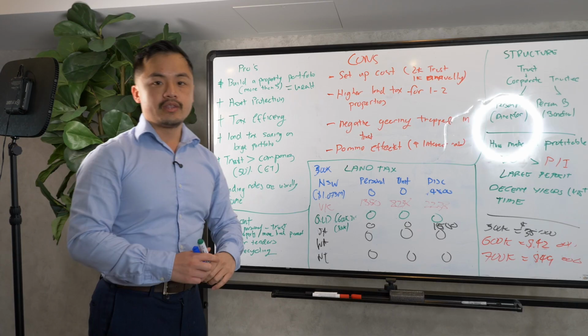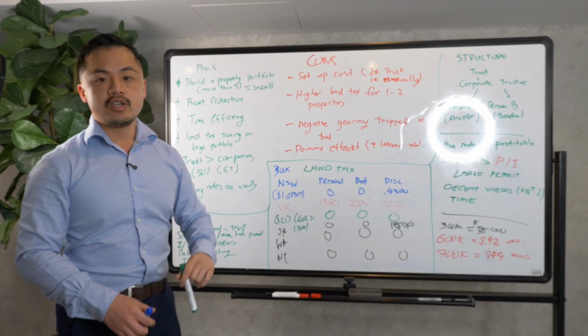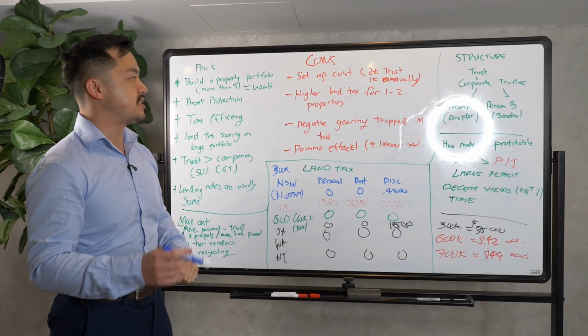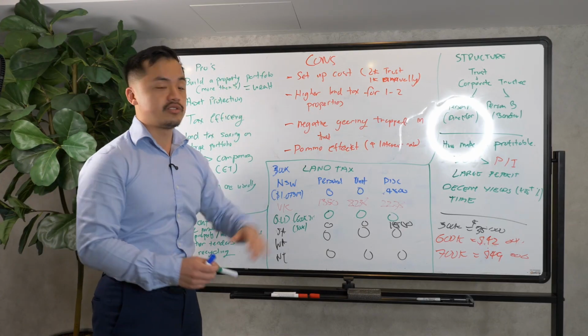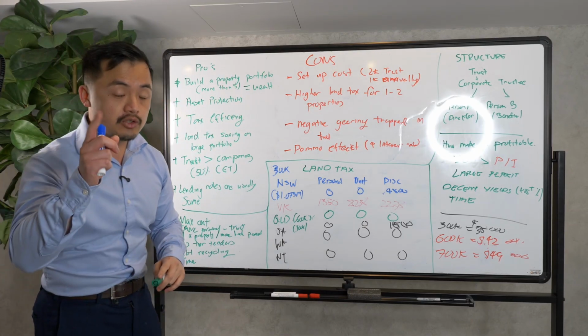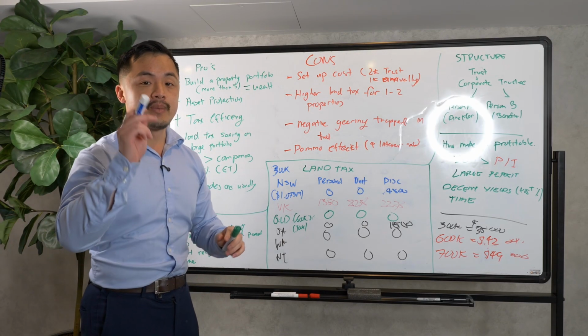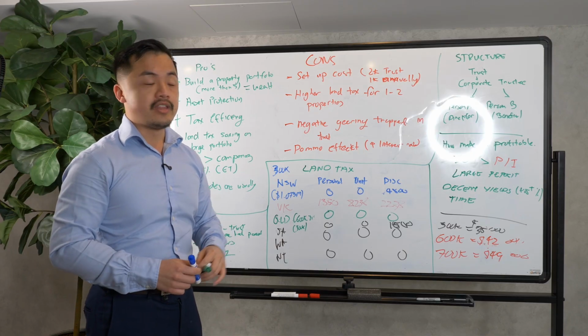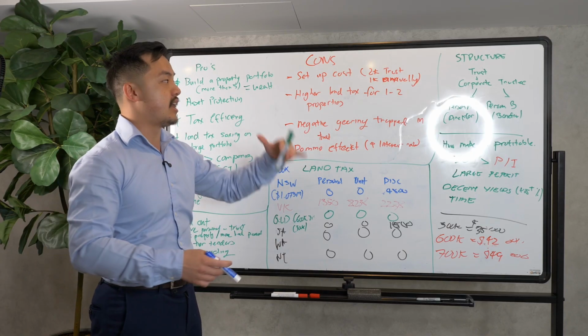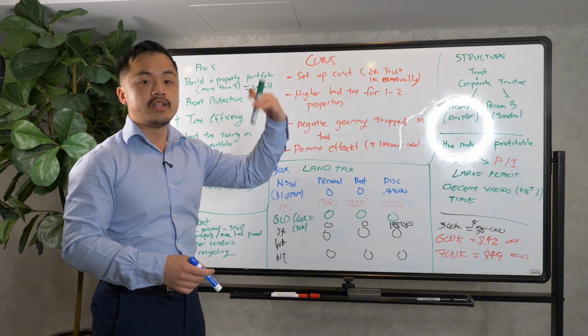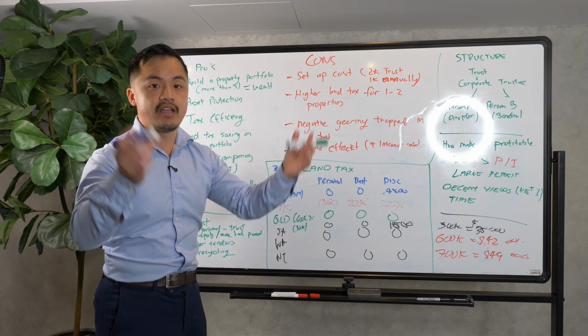Now, the cons. The big cons are the setup costs. You're paying $2,000 per trust, and you're also paying $1,000 to maintain the trust every year. Now, that might not sound like a lot, but if you have 5, 6, 7, 10 properties, that's $20K to set up and $10K to maintain every year.